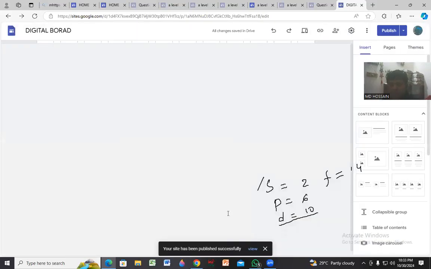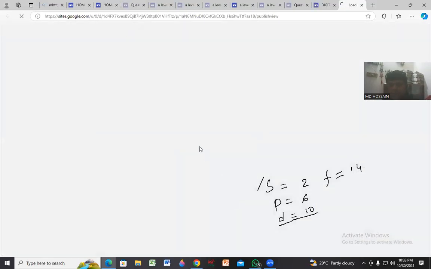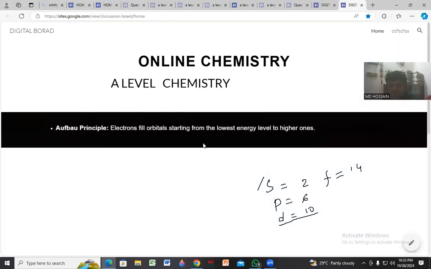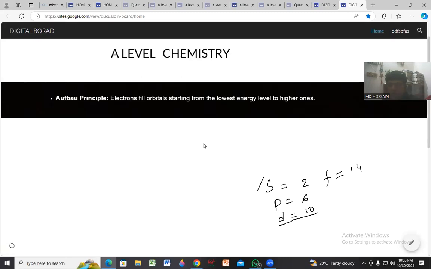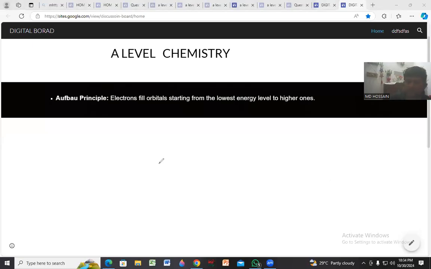Aufbau principle. You can say Aufbau principle, right? What is the Aufbau principle? The Aufbau principle is telling you that electrons fill orbitals starting from the lowest energy level to the highest energy level. So we have to understand what is the lowest energy level and what is the highest energy level.